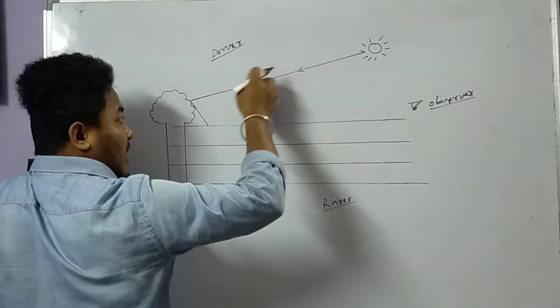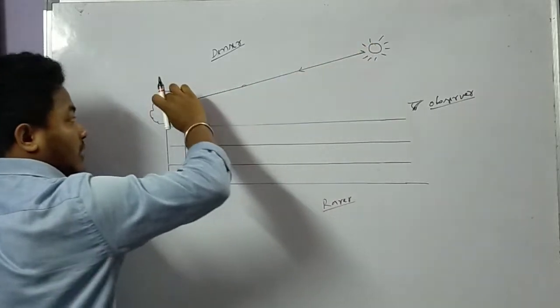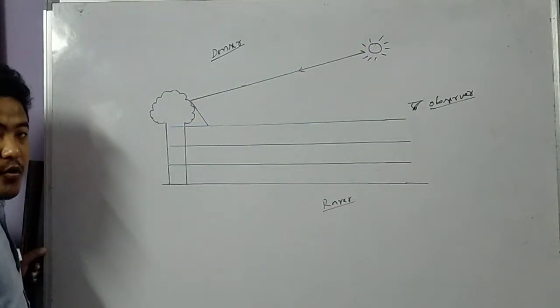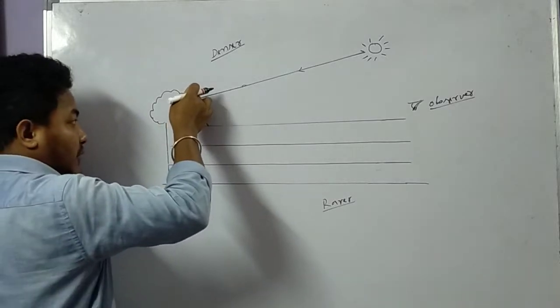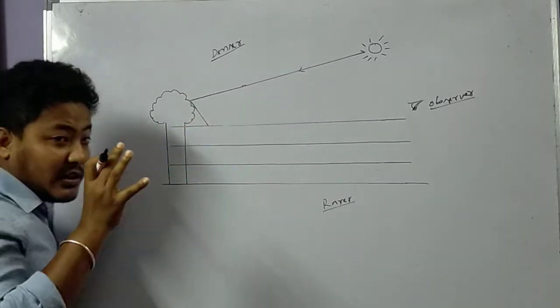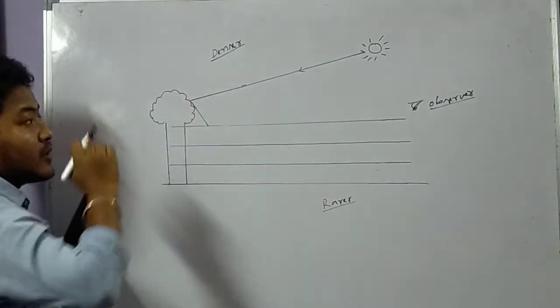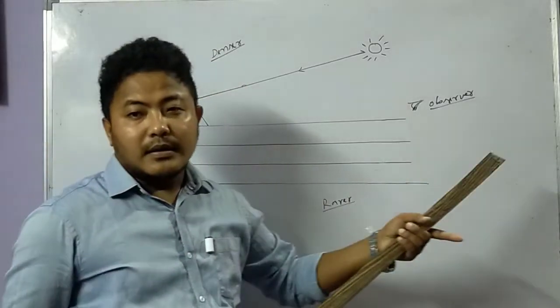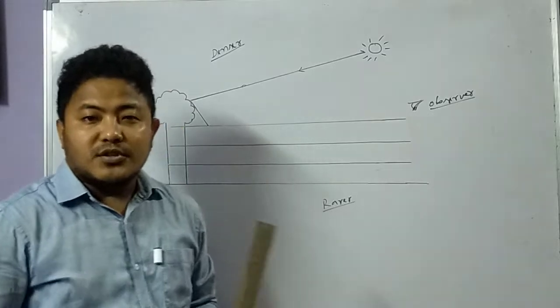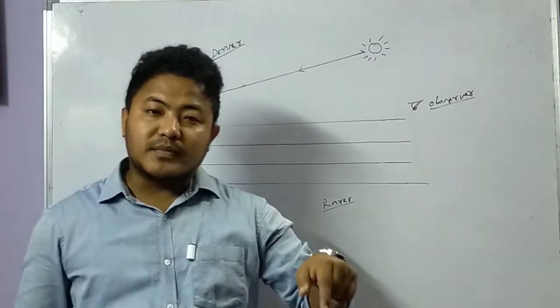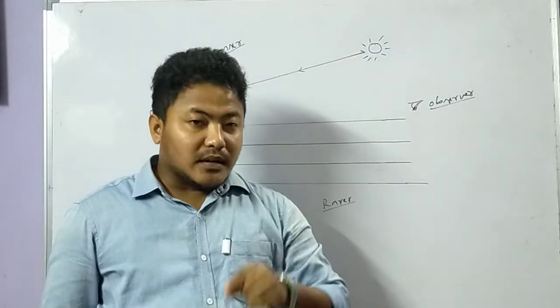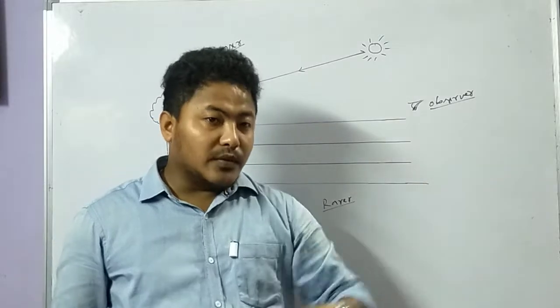As this ray of light is coming from the sun and striking this particular tree or object, what will happen? It will reflect. As it reflects, it will start coming from denser to rarer medium. We know what the possible things are that happen when a ray of light enters from denser to rarer medium. The ray of light goes away from the normal.